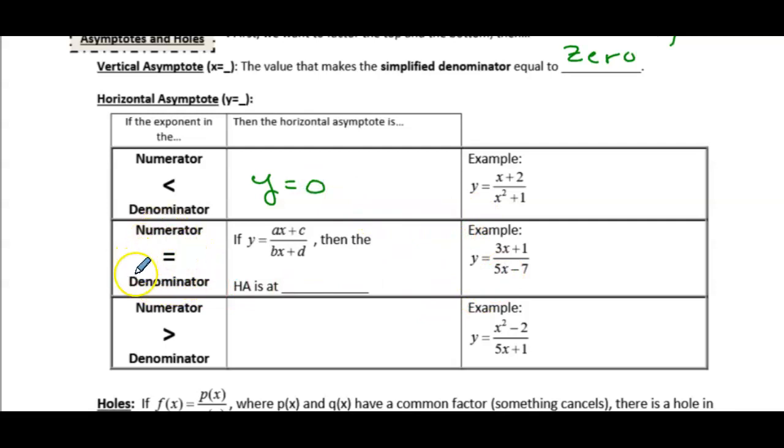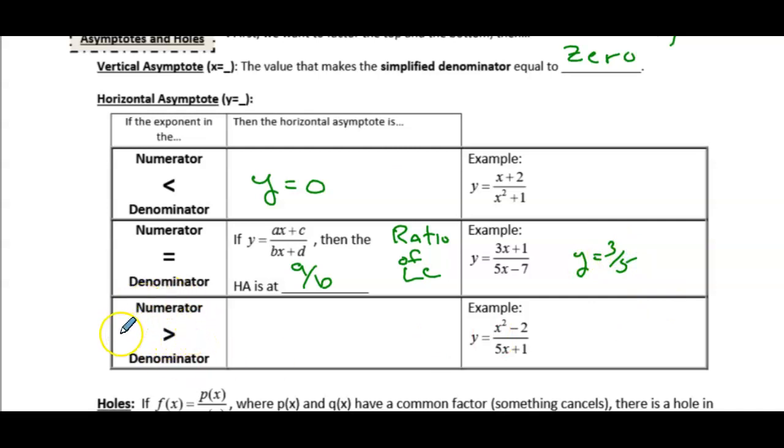In this one, the degrees are equal to each other. This one has an exponent of 1, and this one has an exponent of 1. So it's a ratio of the leading coefficients, a over b. Let's look at this example. Exponent is 1, exponent is 1. They are equal, so it's going to be 3 over 5, and that is going to be the horizontal asymptote. Y is equal to 3/5.